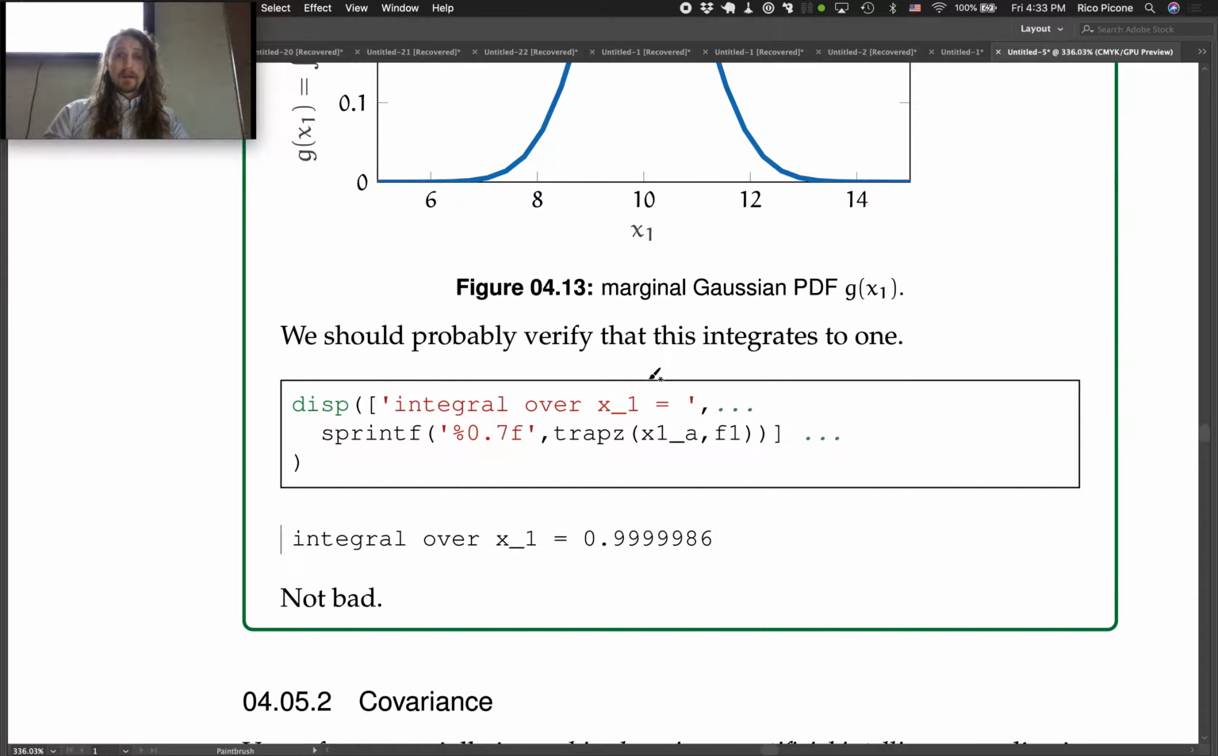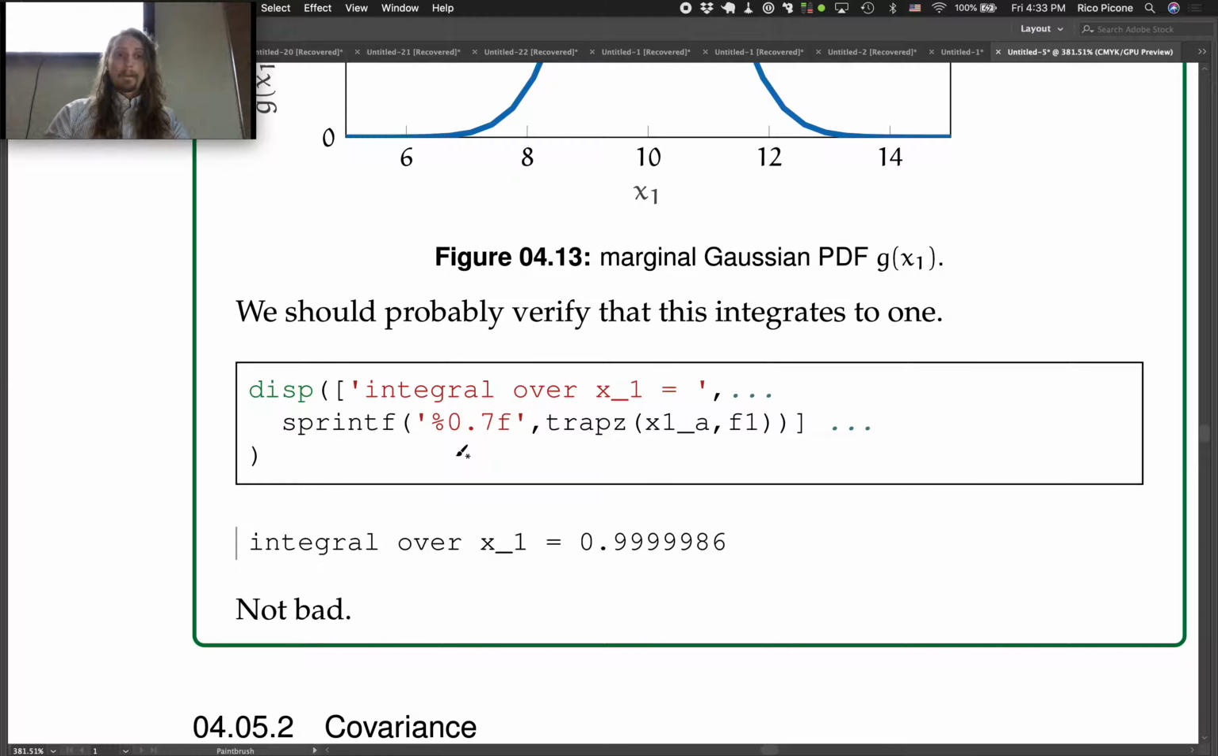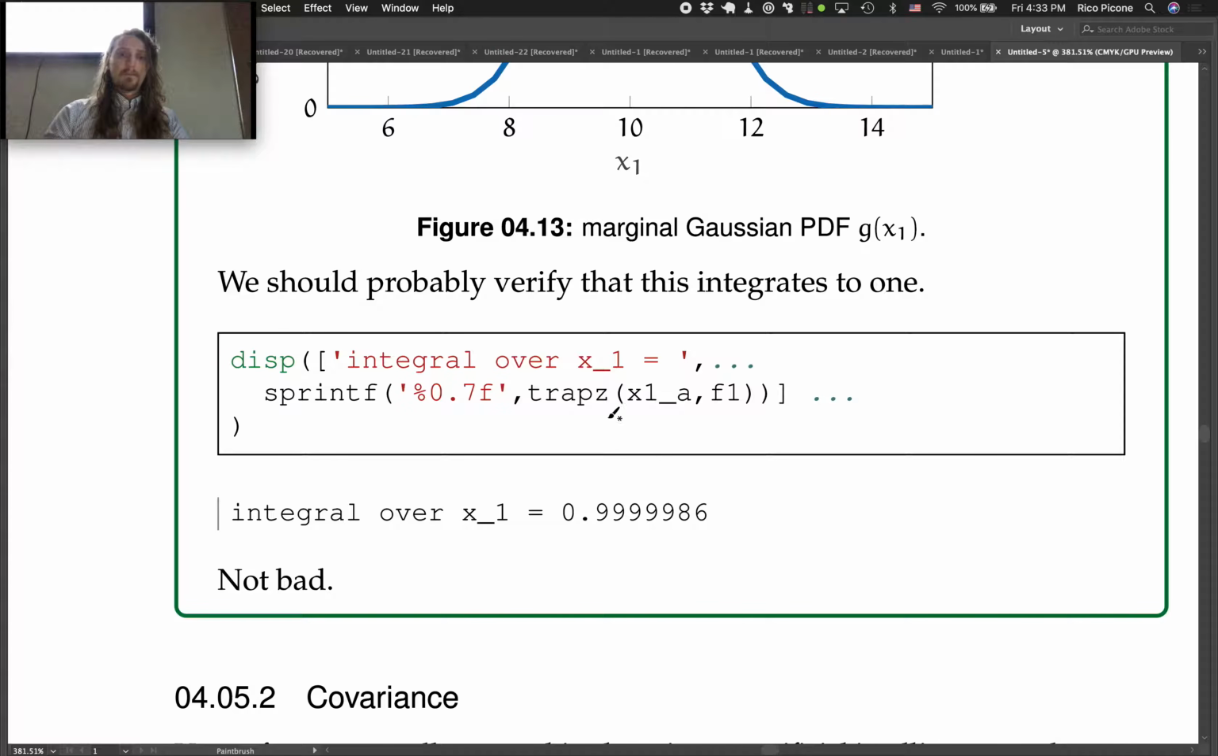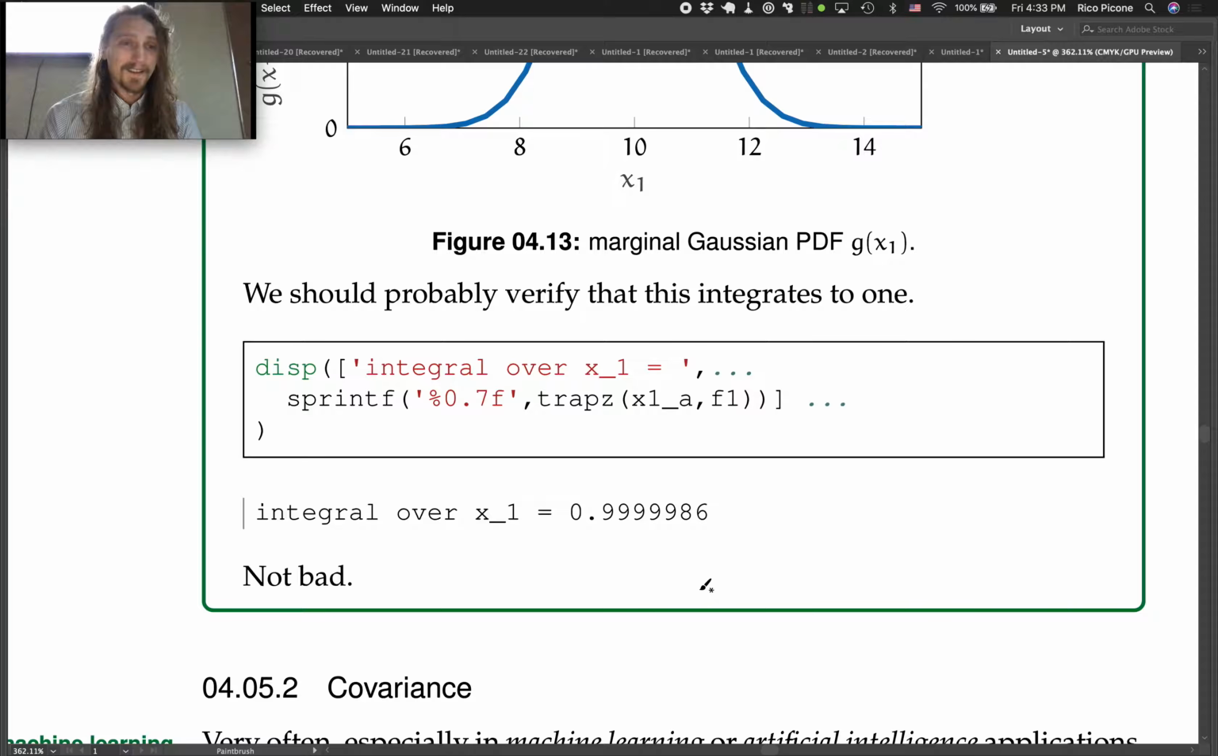Okay. We should probably verify this integrates to 1. And if we take the trapz again of that function over x1, we get very close to 1 as our probability, which is pretty close. I mean, we didn't do a very careful job in our numerical integration, and so getting that close to 1 is actually a little surprising, but not too bad.